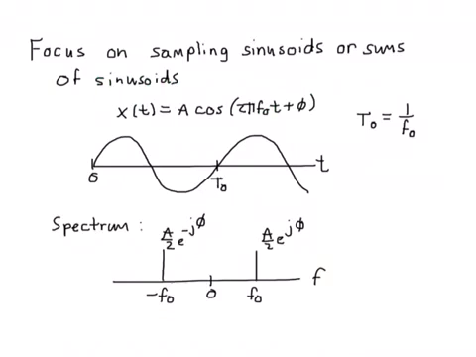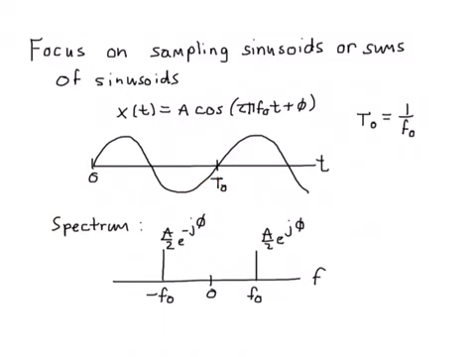In this video we're going to focus on sampling sinusoids, although the general concepts apply to signals that consist of sums of sinusoids. For now we're focusing on sinusoidal signals of the form x(t) = A cos(2π f0 t + φ), where f0 is the frequency of the signal and φ is the phase. The period T0 is just the inverse of f0, and we see this sine wave sketched here, repeating every T0 seconds.